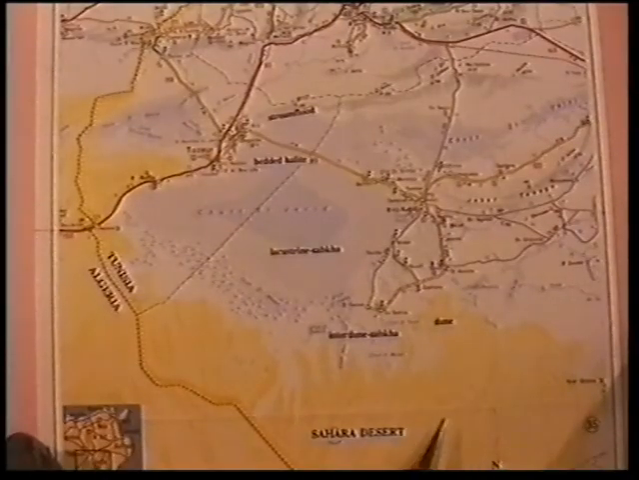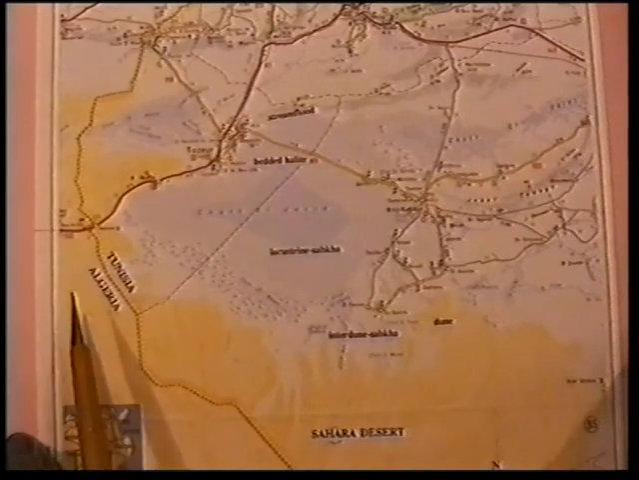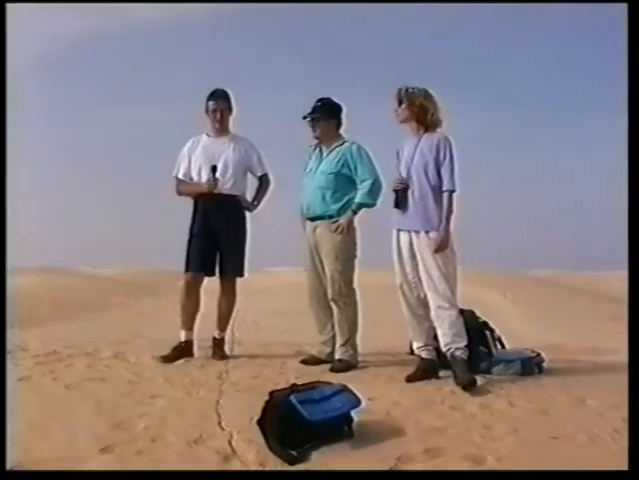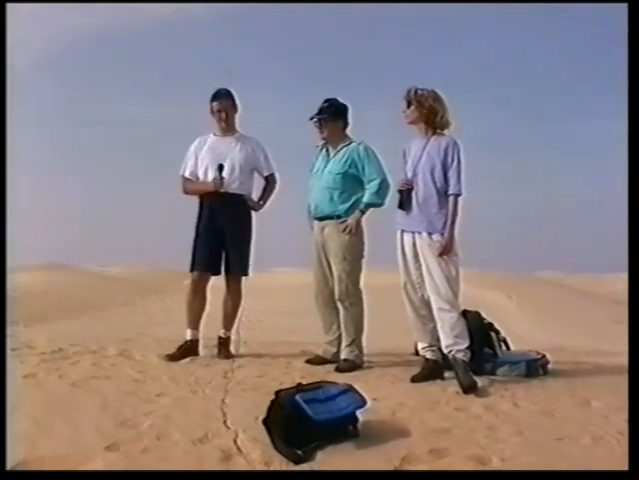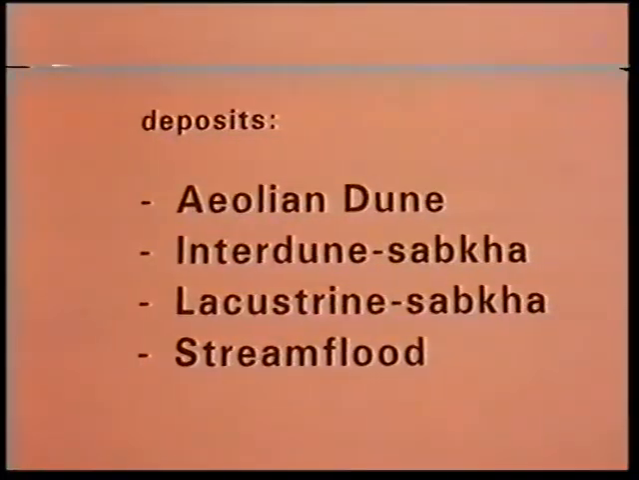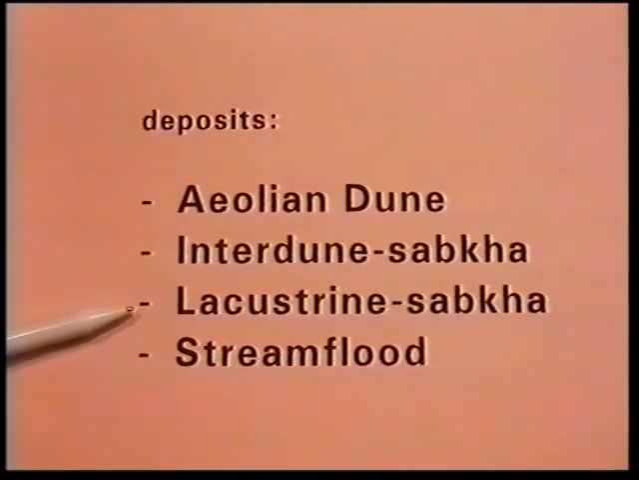Here we're standing at the margin of the Sahara Desert, and we're here specifically at the moment to look at different types of desert processes on these Aeolian dune forms. Looking at the following deposits and their associations: Aeolian dune sandstones, interdune Sabkha silty sandstones, lacustrine Sabkha mudstones and salt, and streamflood sandstones and abandonment mudstones.